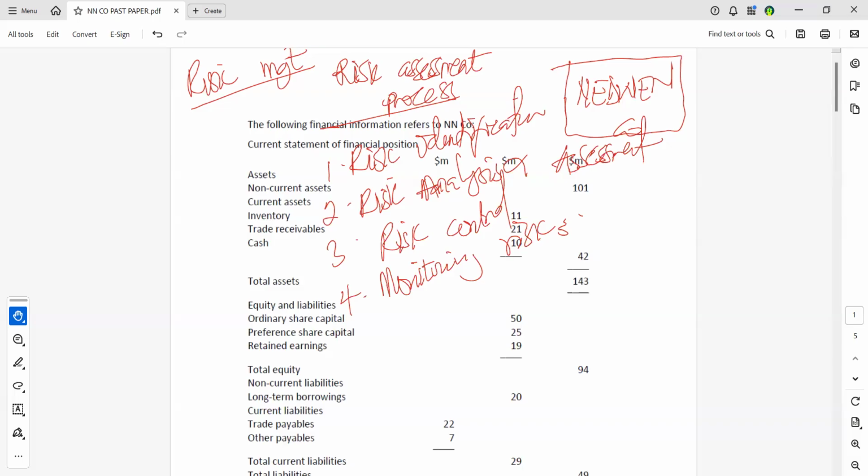But what I want to talk about is not matters of these risks and those bit. I want to talk about the interest rate hedging techniques and the currency hedging techniques. There's a technique called leading and lagging.